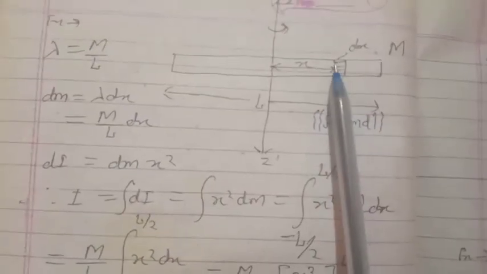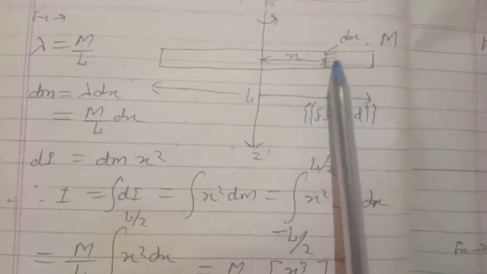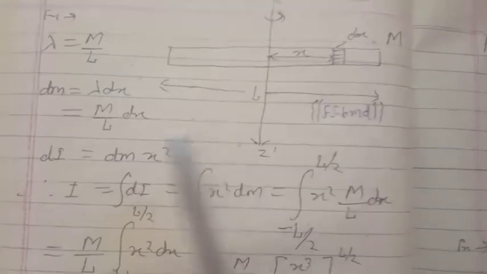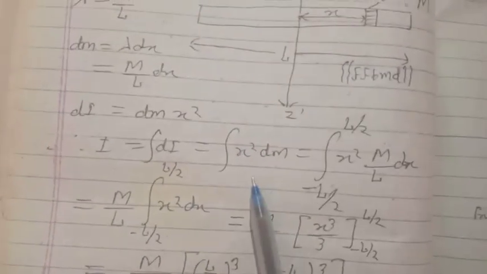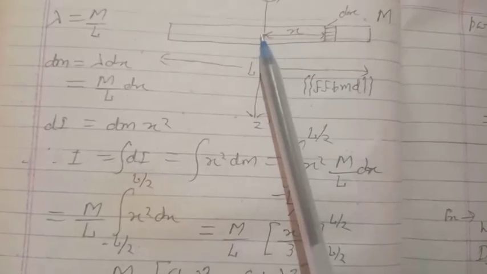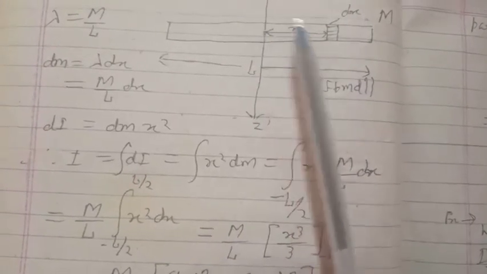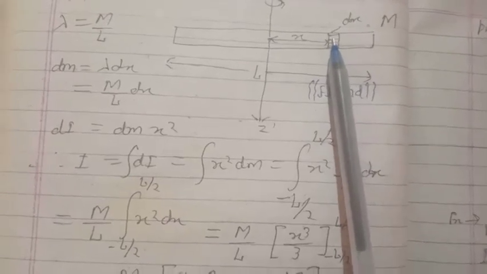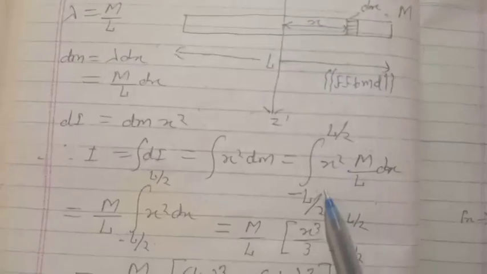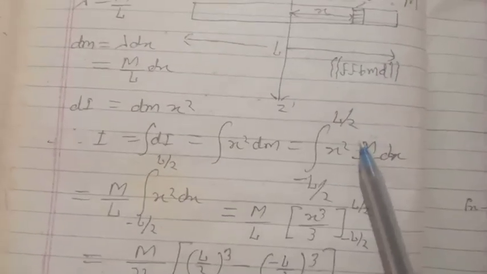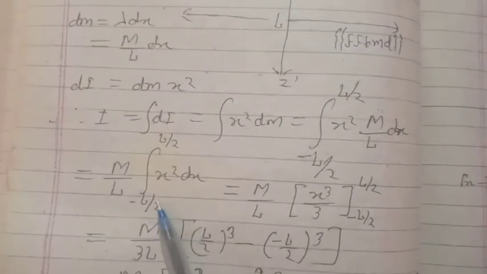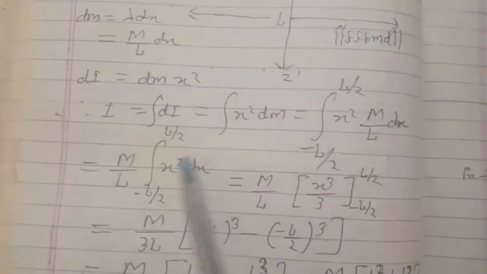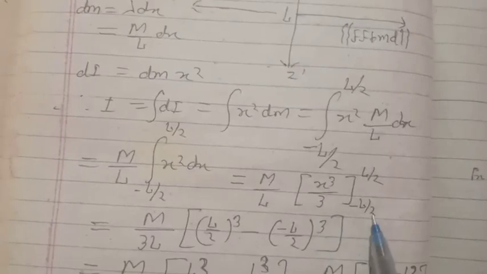So the moment of inertia of this elementary part about this axis will be the mass of this part into x square. So dI equals dm into x square, hence I equals integration of dI, integration of x square dm. Now we have to take limits, because this elementary mass can vary from here to here, so from minus L by 2 to L by 2, x square M by L dx. M by L is constant, so we take it out of the integration: M by L, integration from minus L by 2 to L by 2 of x square dx. Now this integration will be x cube by 3, with limits minus L by 2 to L by 2.